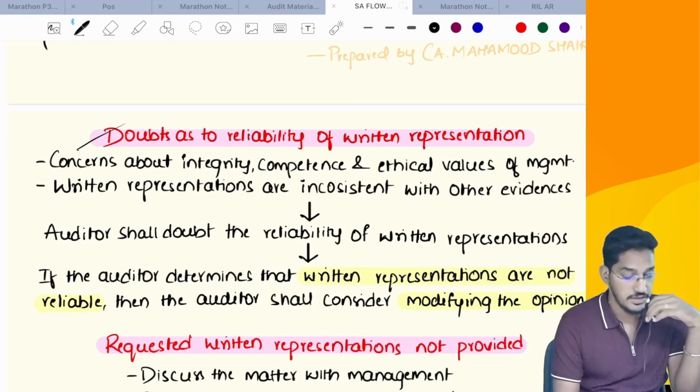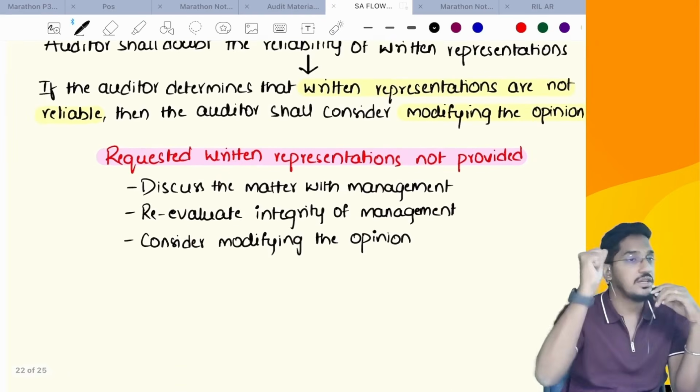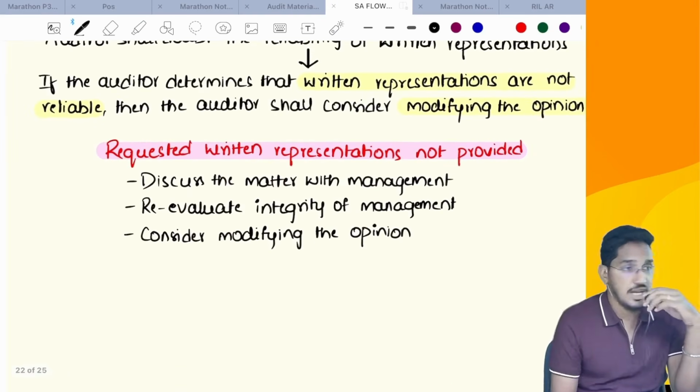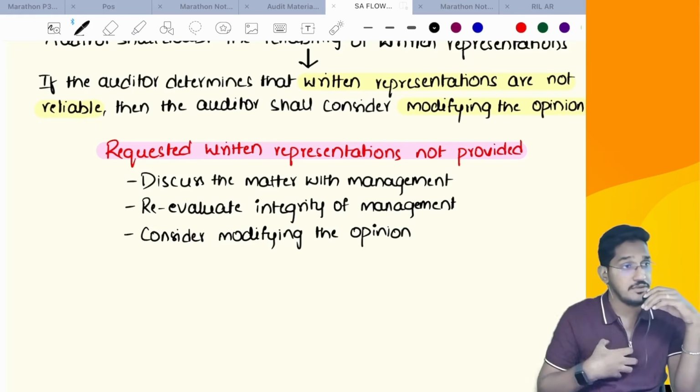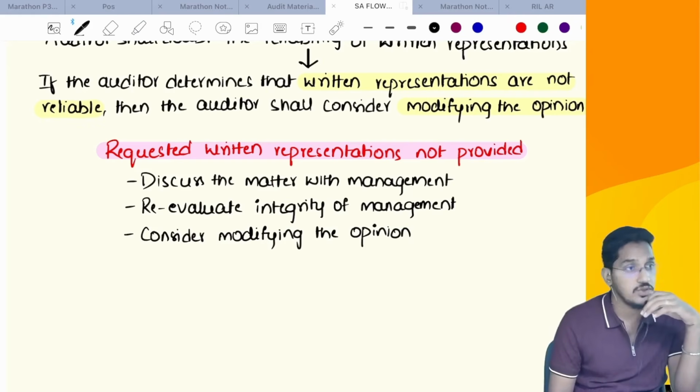Next. Sometimes management will not give written representations at all. I'm asking for written representation: sir, I want you to confirm some matters, please confirm. But management is not giving written representation at all. In the previous paragraph, I asked for written representation and they gave it, but it was not reliable. But now, I asked for written representation and they are not giving it at all. Then what should I do?